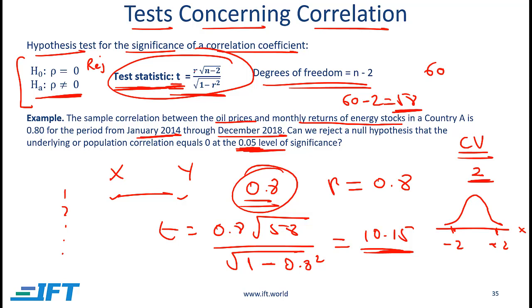For the test stat, you start with R, which is the correlation. So that is in the numerator. Then that is multiplied by the square root of the degrees of freedom. And then it is divided by the square root of 1 minus r squared. So you need to memorize this.